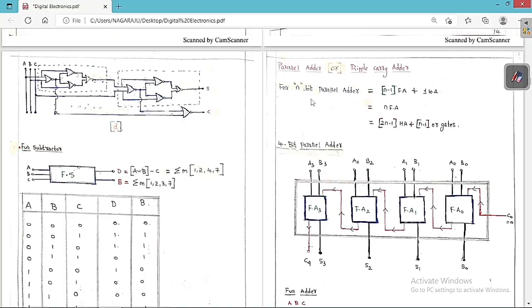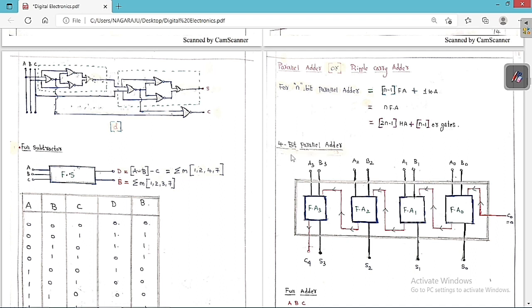So now finally we can say the parallel adder is also called a ripple carry adder. For an n-bit parallel adder, we require n-1 full adders plus 1 half adder, or simply n full adders. We are going to replace 1 full adder with 2 half adders plus 1 OR gate. So if we do simplification, we are going to get finally 2n-1 half adders plus n-1 OR gates.